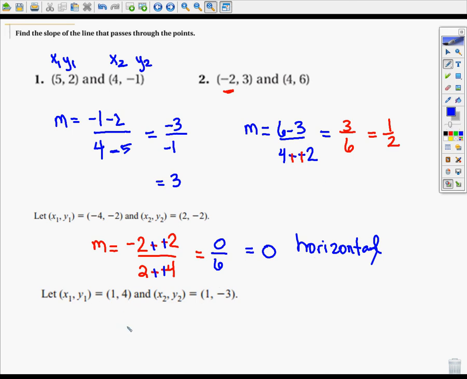Next we have negative 3, subtract 4, and 1 subtract 1. Negative 3 subtract 4 is negative 7. 1 subtract 1 is 0. And you cannot divide by 0, it's undefined. And this would be a vertical line.